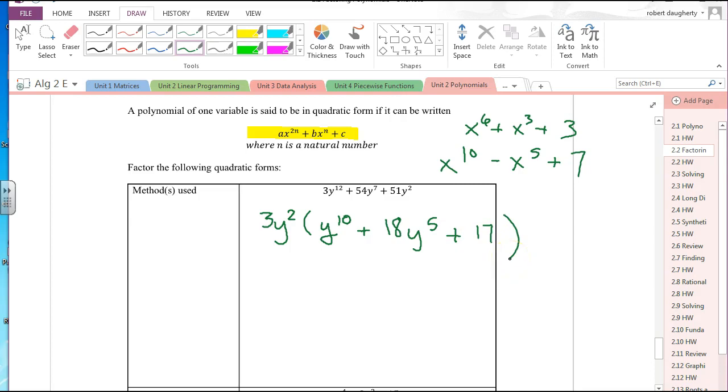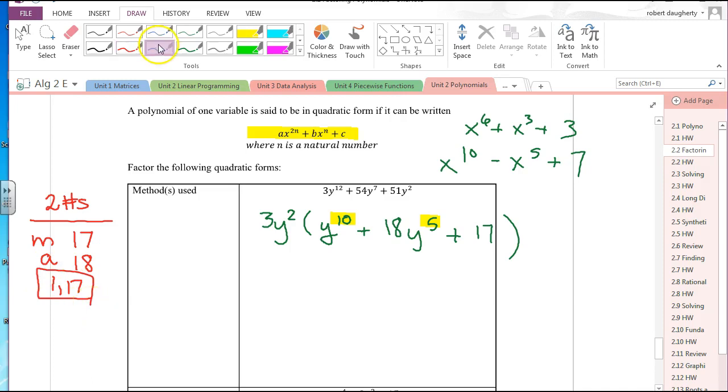Now, what you need to be able to recognize is that what's in the parentheses is not a quadratic, but it is quadratic form. The methods I use to solve this are the same methods I use for quadratics. So I'm going to look in the parentheses. I need to find two numbers with the magical properties that they multiply to give me 17 and add to give me 18. What numbers can multiply to 17 and add to 18? 1 and 17. That is my key for factoring what is in the parentheses.